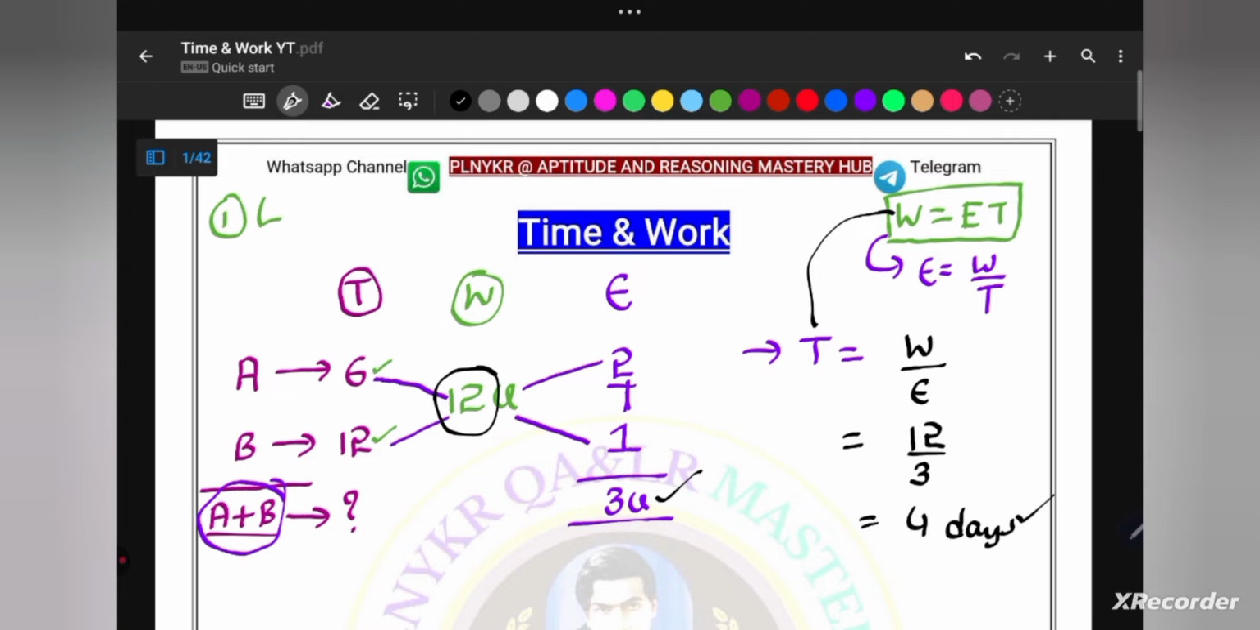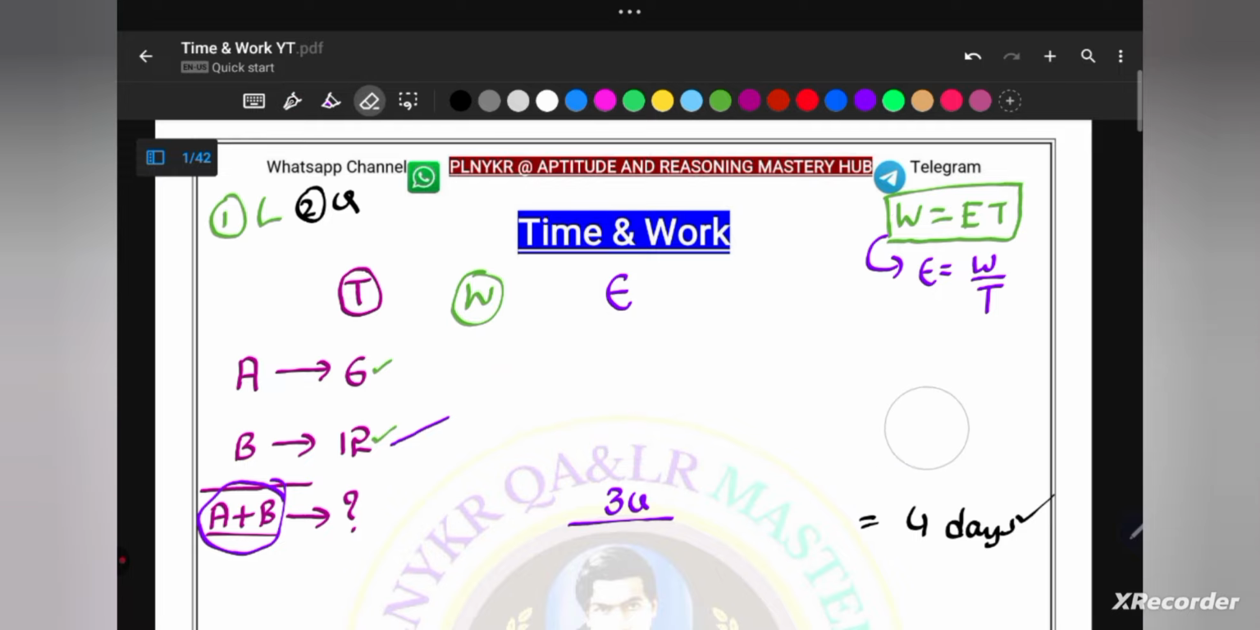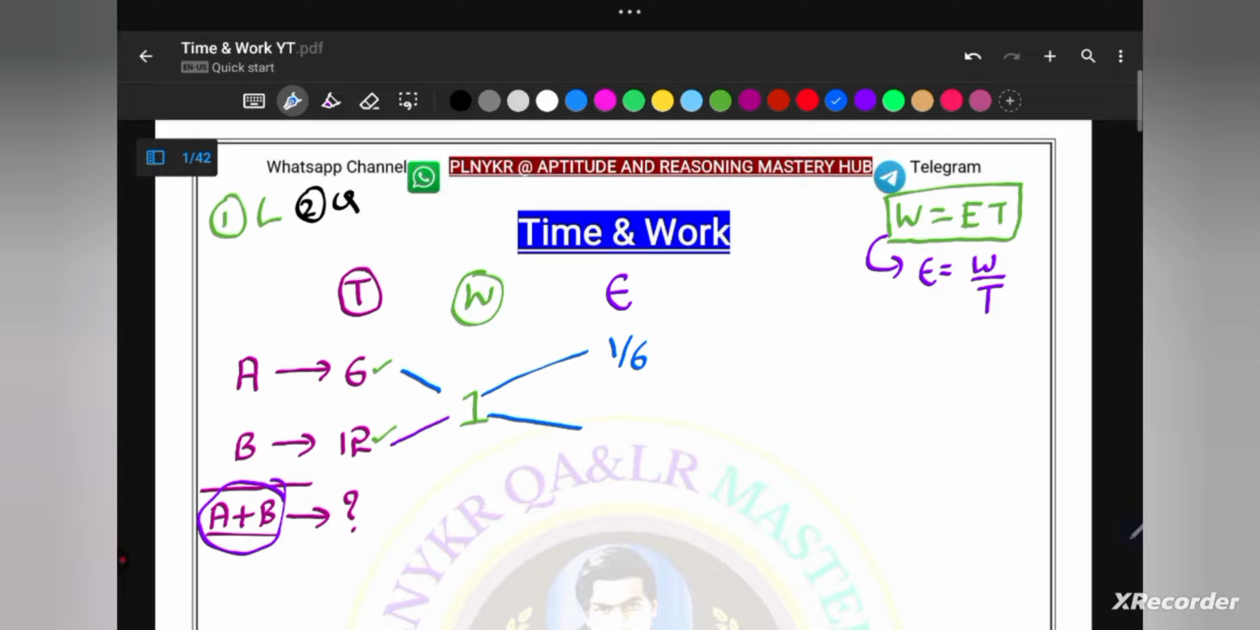The second method will be the unitary method, where the work done will be taken as 1 unit. The efficiency of A will be 1 by 6. What about B's efficiency? 1 by 12. Now they are working together, so we'll be adding the efficiencies: 1 by 6 plus 1 by 12 will be equal to 1 by 4.